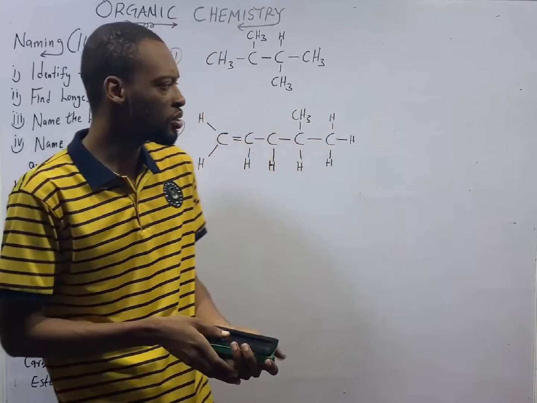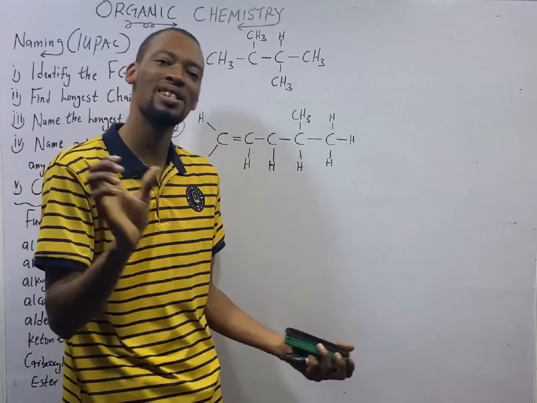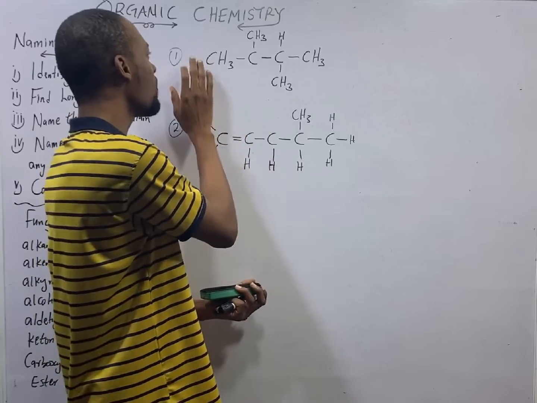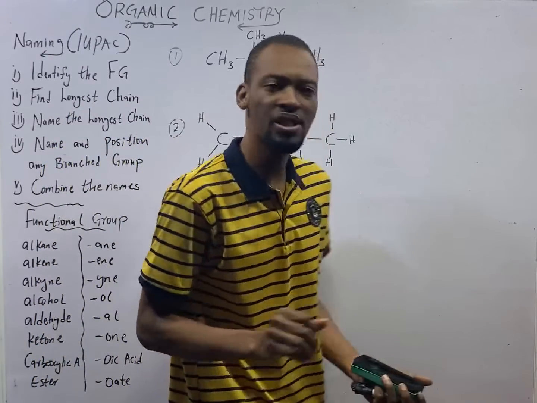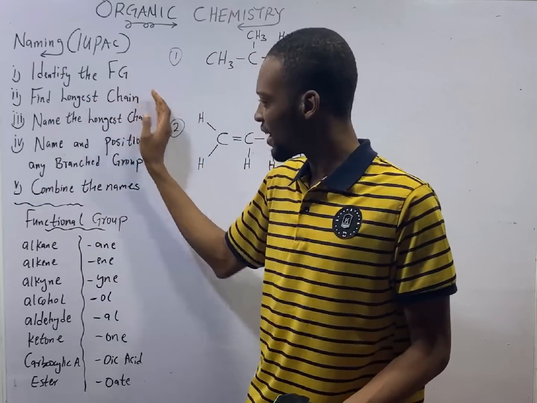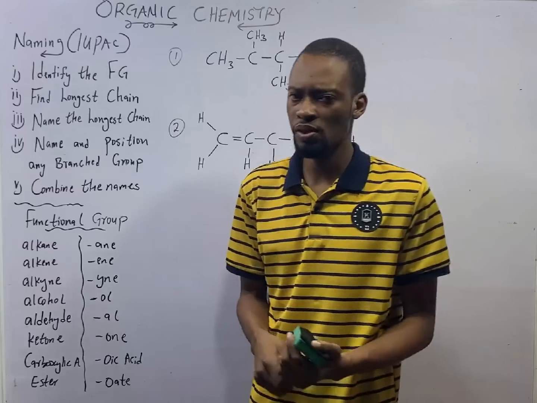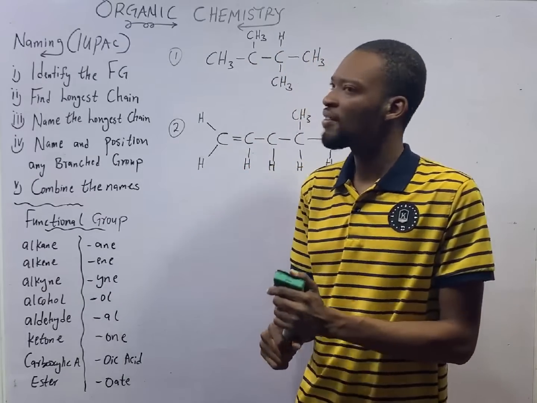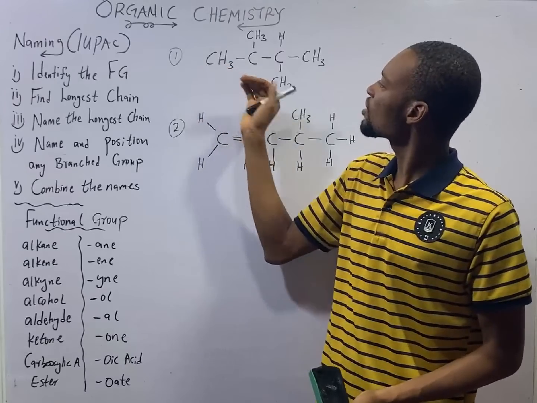In this episode, we have just two businesses, two compounds to name, this one and this one. We shall be using this as a guide. I told you the first thing you should do is identify the functional group. Now, for this, what is the functional group?